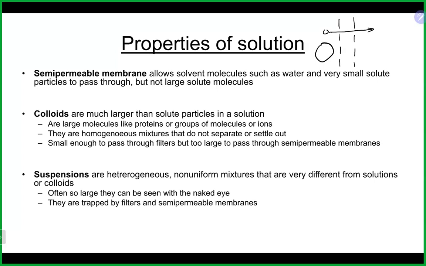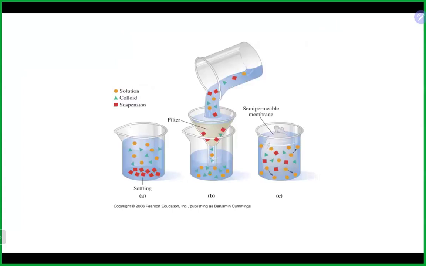So solute molecules, which are small enough, and solvent molecules usually can go through your membrane. Colloids could go through filters, but not membranes. And suspensions pretty much get stuck everywhere because they're really large. Hypothetically speaking, maybe this week you're doing that lab and you add sand, so that would be your suspension, as it won't go through anything basically. So here's the difference.